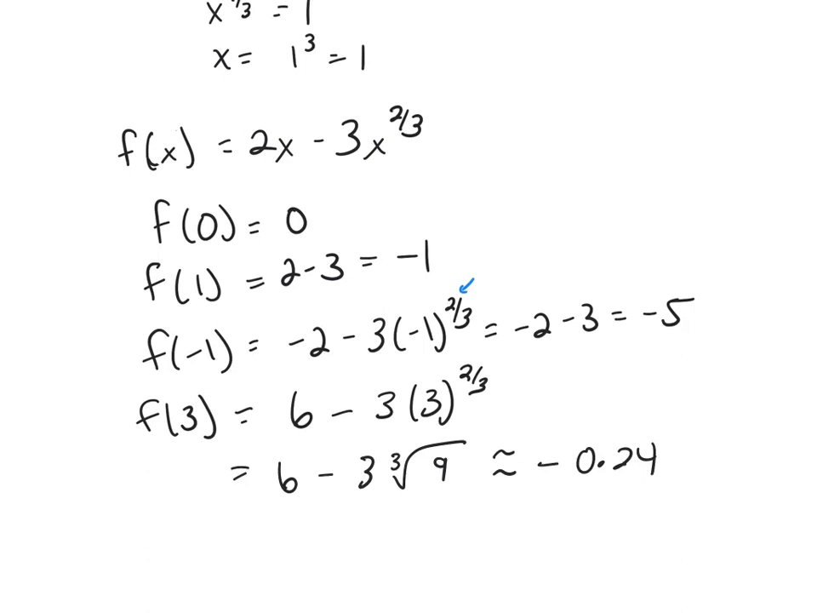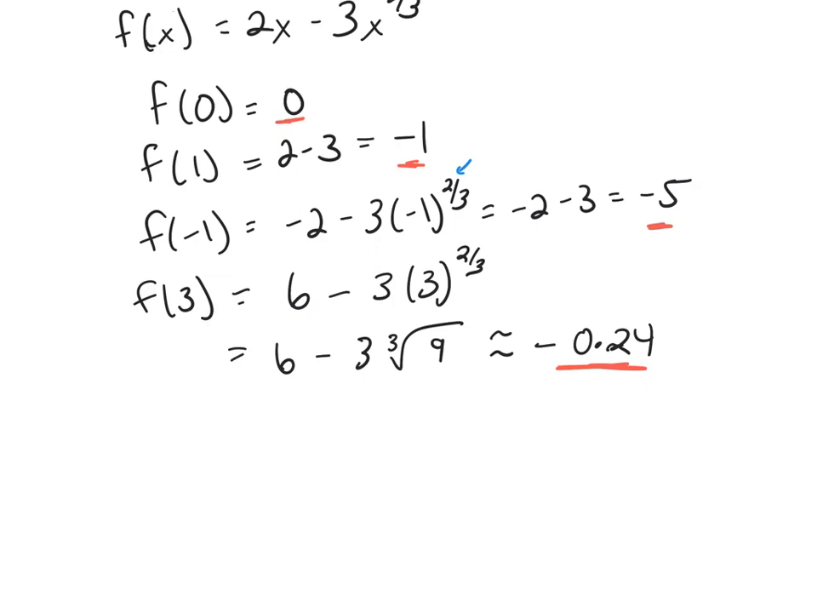So now I'm going to take my four numbers here that I got out, and I'm going to compare, see which of these is the largest and which of these is the smallest. So the largest value is 0, and then the smallest value is -5. So our maximum is 0, and our minimum is -5.